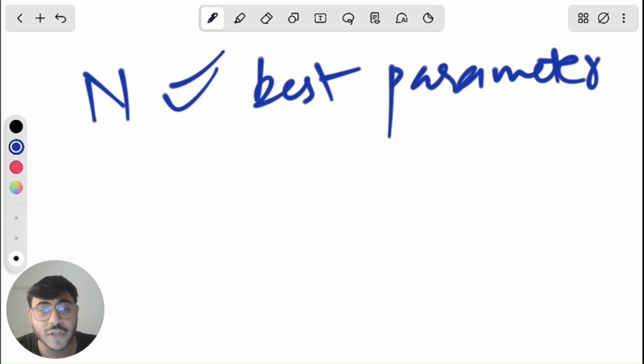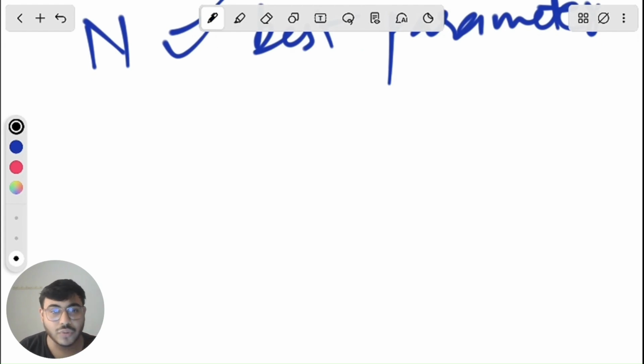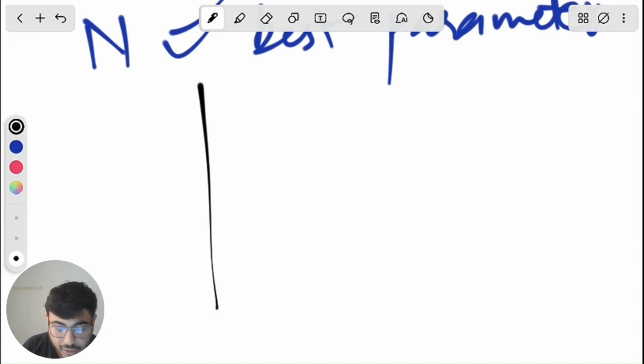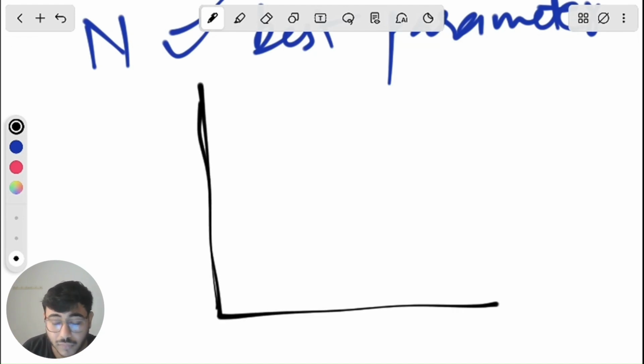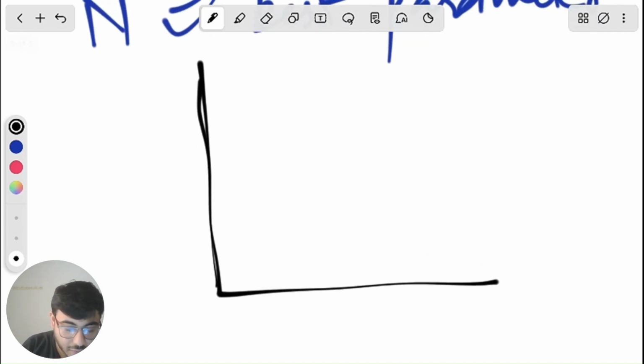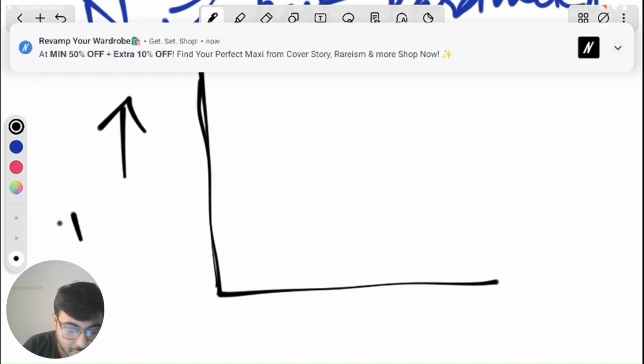Big O function is a mathematical function. I'm repeating it again, it's a mathematical function. Now I'll draw a graph for you to show the differences between various complexities. Okay, let's make a graph. Here we have the runtime. This is basically our time.